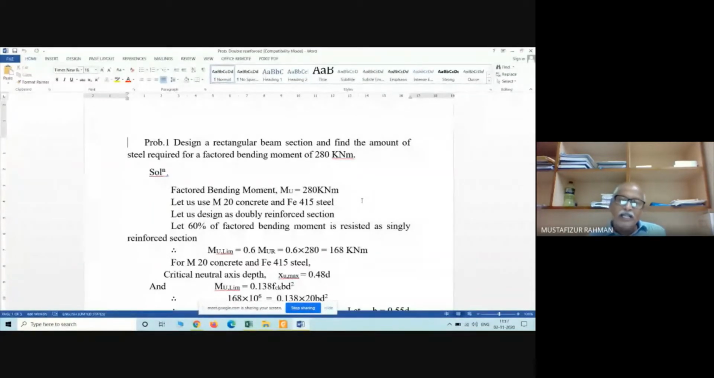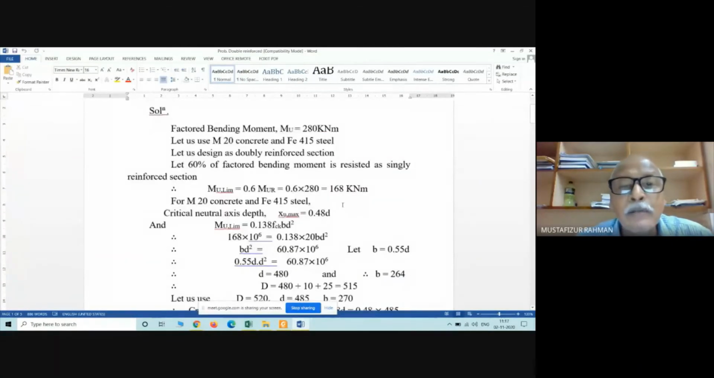So under these circumstances, we have one way: out of these 6 unknowns, we will assume some values from our past experience, and we will establish that our assumptions are correct, and the other values we will try to find out. Right? Now see here what I had done. Factored moment. Then let us assume, let us use M20 concrete and Fe415.